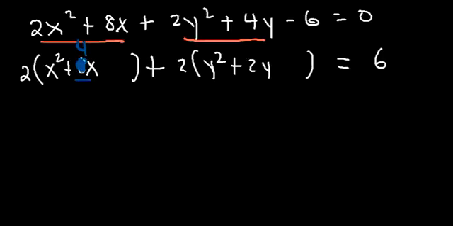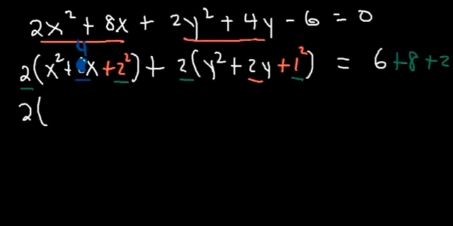So you want to take half of 4. Half of 4 is 2, and then square it. Half of 2 is 1, and then square it. That's how you complete the square. But now notice that we added 2 squared times 2 to the left side. 2 squared is 4 times 2 is 8. So we got to add 8 to the other side as well. 1 squared times 2 is 2, so let's add 2 as well.